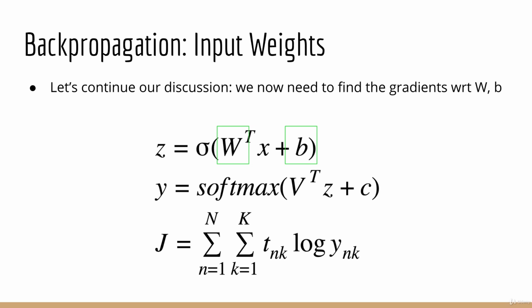Let's recap our neural network equations again along with our objective. First, we have Z, which is sigma of W transpose X plus B. Then we have Y, which is the softmax of V transpose Z plus C. Then we have our categorical cross-entropy objective.